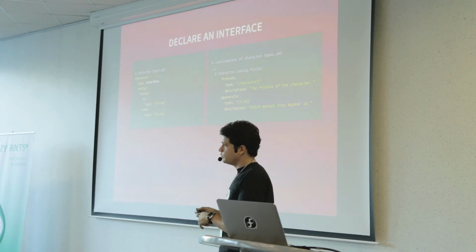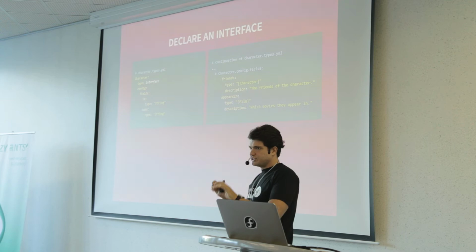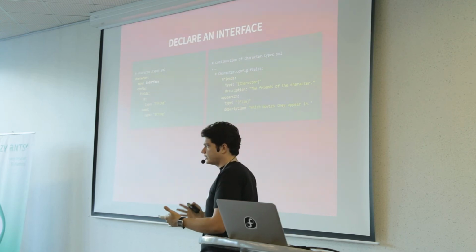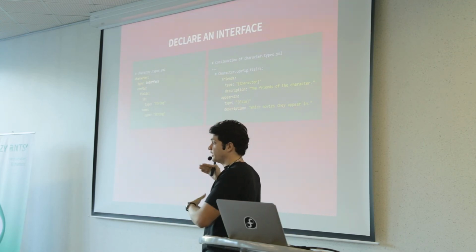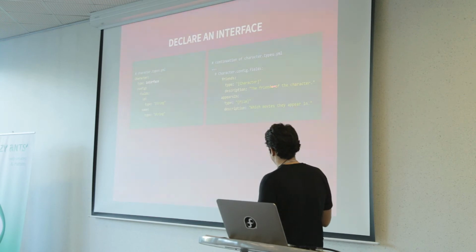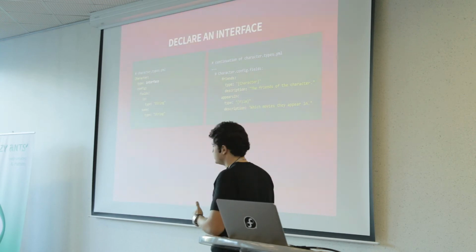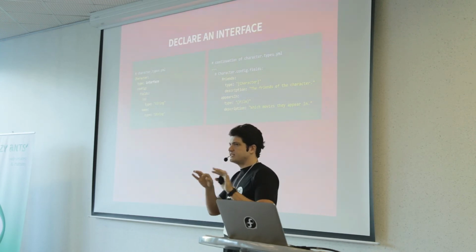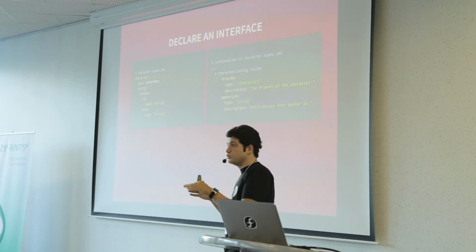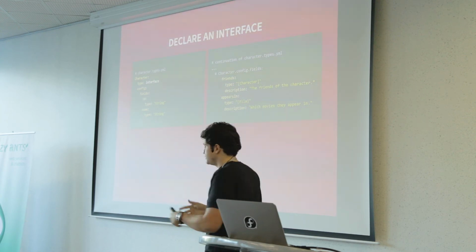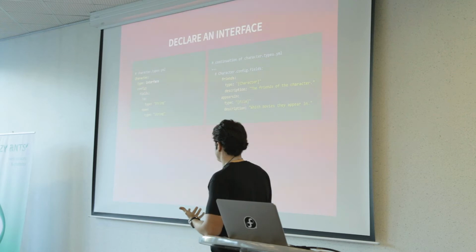But you can see it's between braces. So this means every time I query for friends inside the character, I'm going to have a bunch of other characters. So there's an array of characters. The same goes for films. So every time you query films inside the character, so you want to know which movies Luke Skywalker appears in, you are going to have an array of films.